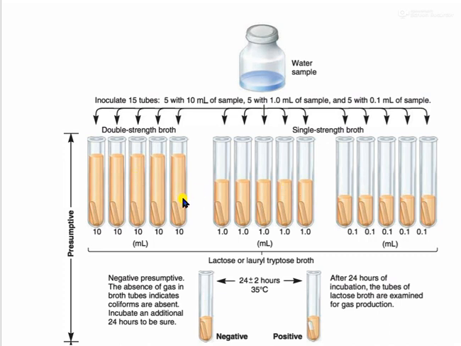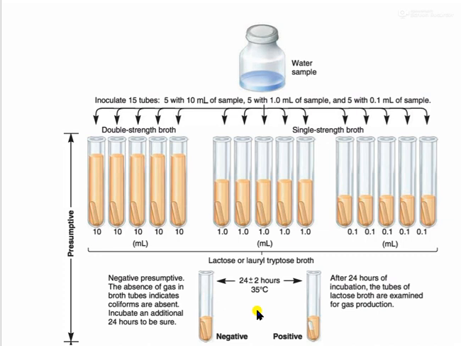So in the double strength broth, you take 10 ml of your sample. In the first set of single strength tubes, you take 1 ml of water into each, and in the last set, you take 0.1 ml of the sample. And after that, you incubate them.